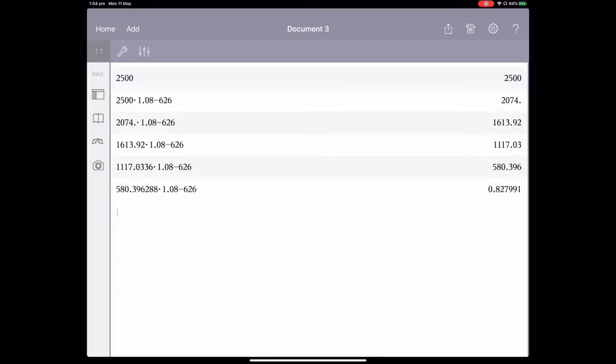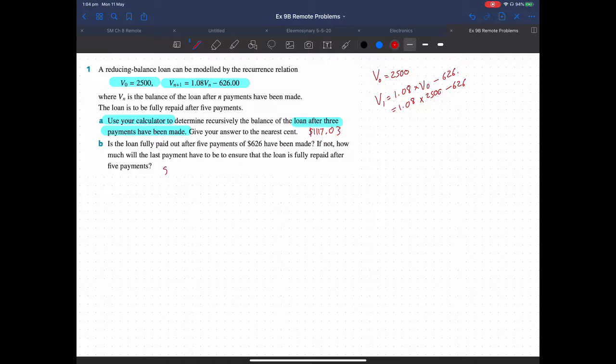0.827991 as an answer. That is, to 2 decimal places, 83 cents. That means there's 83 cents left after the repayment of $626. So that means the last repayment would have to be $626.83 to have nothing left. So $626.83 will leave us with a balance of 0.